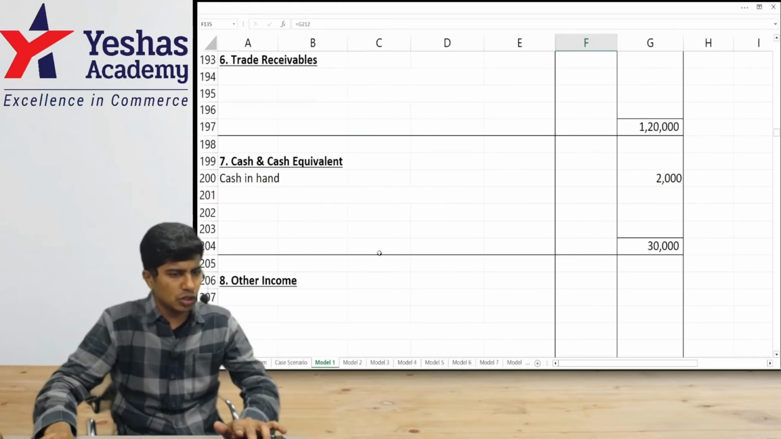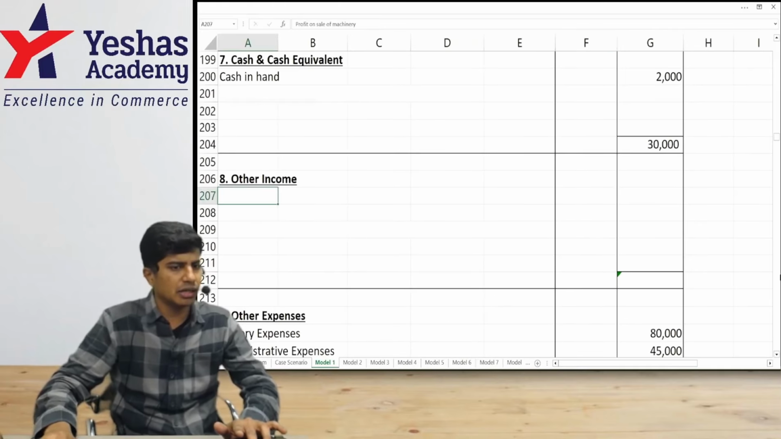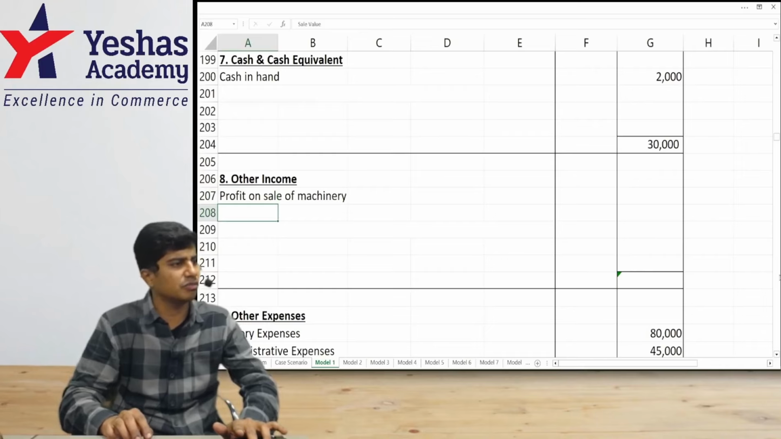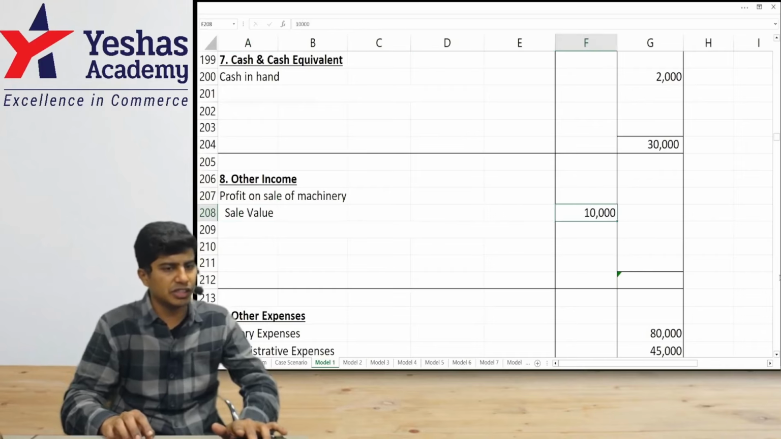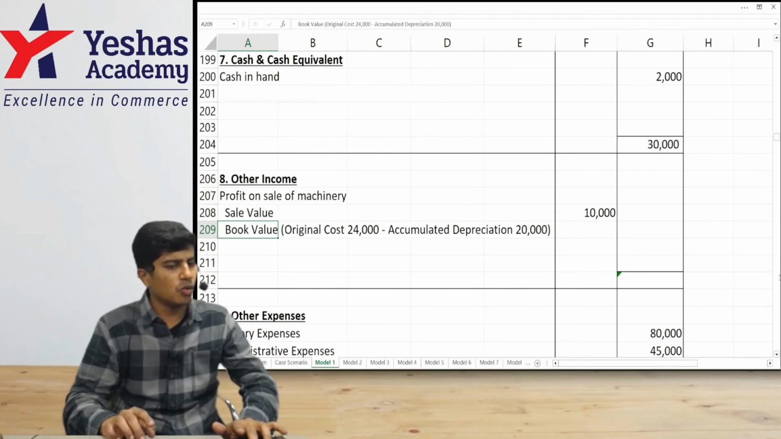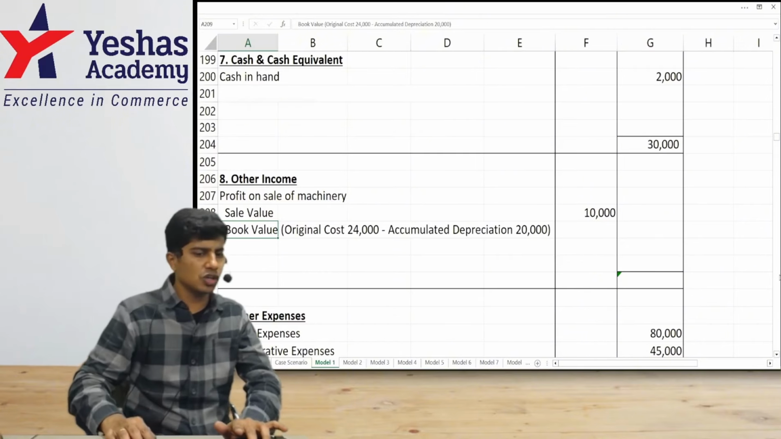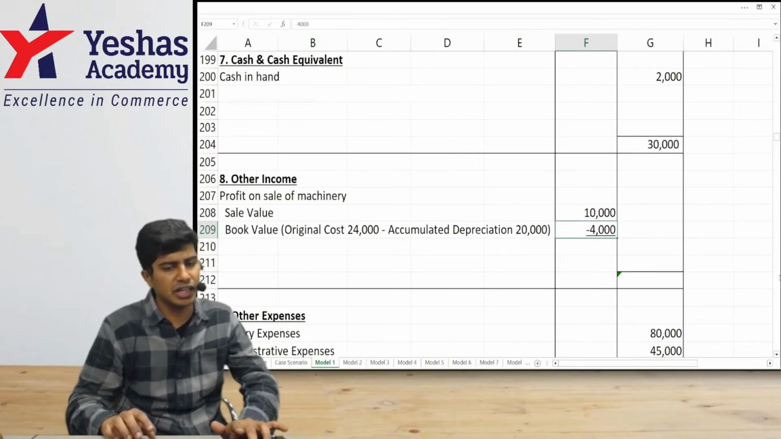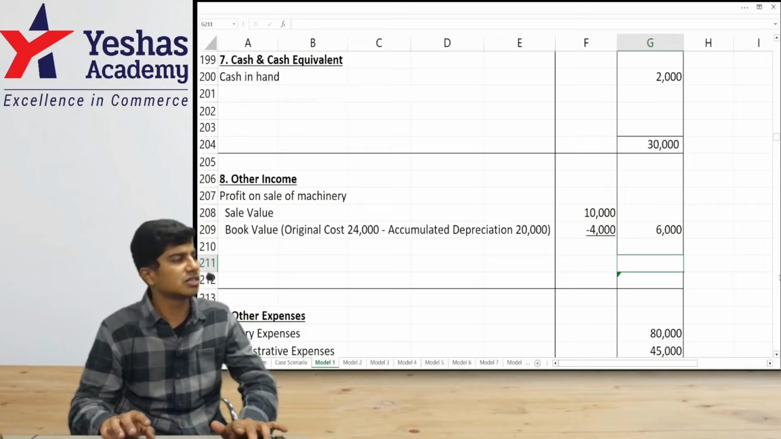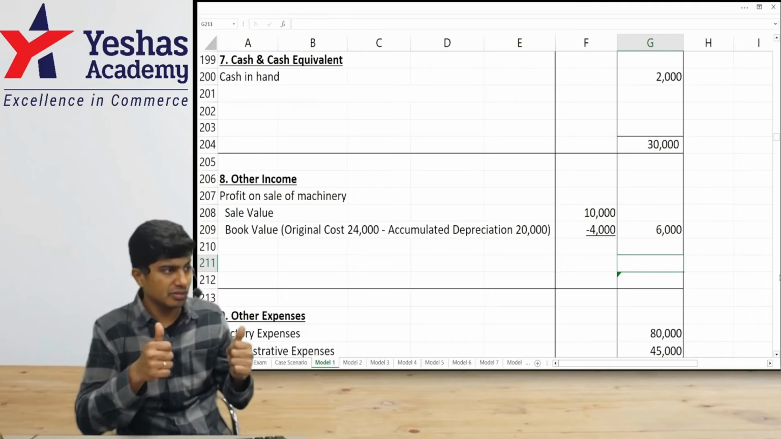If you want, I'll open notes to accounts. Notes to accounts, I'll write other income. What is other income? Profit on sale of machinery. Sale value of the machinery was 10,000. Book value is found like this. Original cost 24. Accumulated depreciation 20. 10 minus 4, 6. Easy?